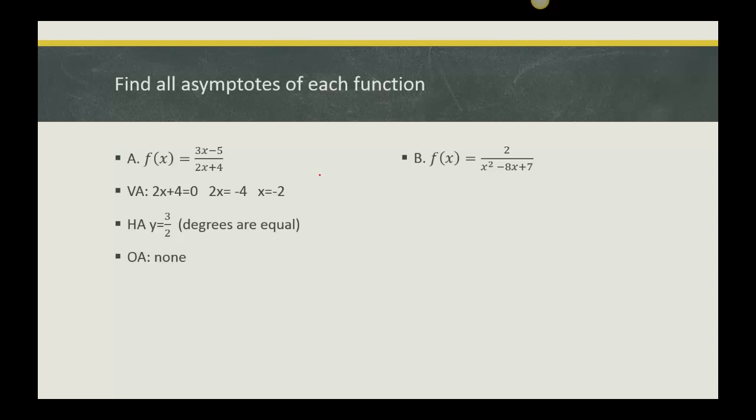That's my horizontal. I do not have an oblique because the degrees are the same. I never have a horizontal and an oblique at the same time. I can have one or the other or neither, but I'll never have both. So as soon as I get a horizontal, I know there's no oblique. So let's check out this other one.